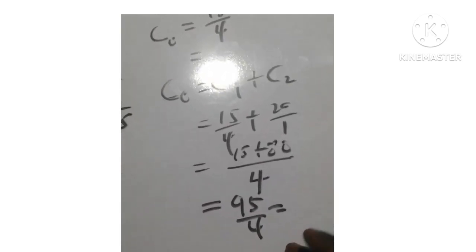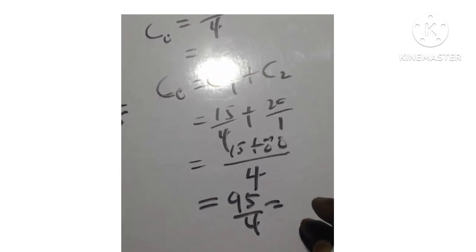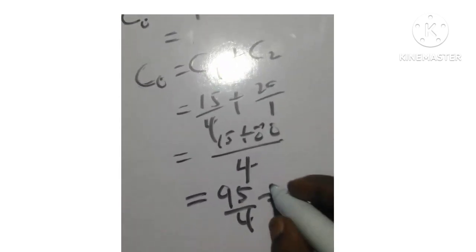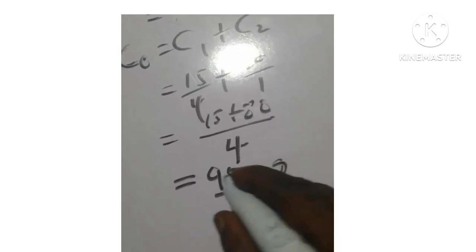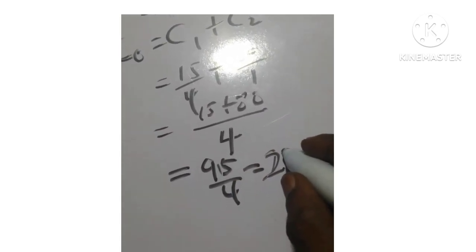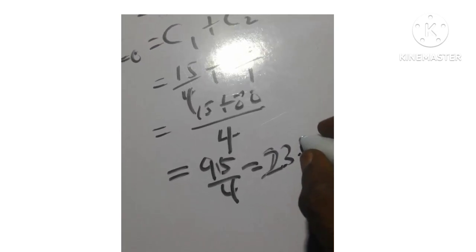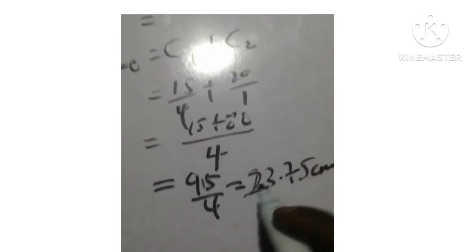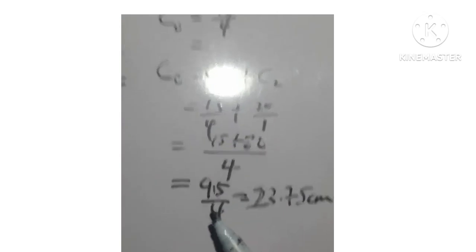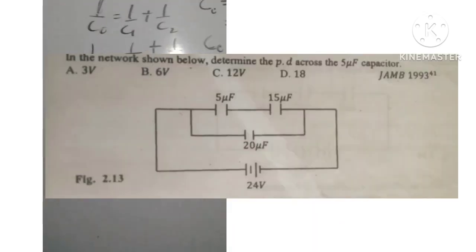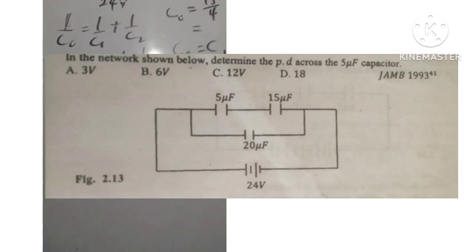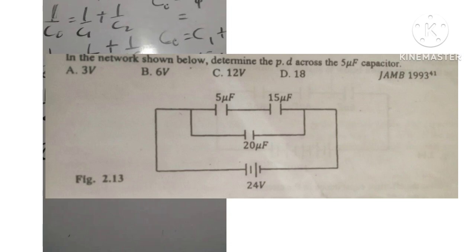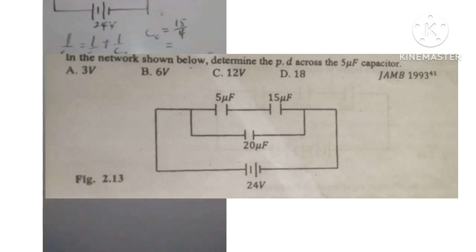Now, if we divide everything, 95 over 4 gives us 23.75 microfarad. This is how to calculate the total capacitor, if you want to calculate the total capacitor. But according to the question, you are asked to determine the potential difference across the 5 microfarad capacitor. That's what you are asked to find.